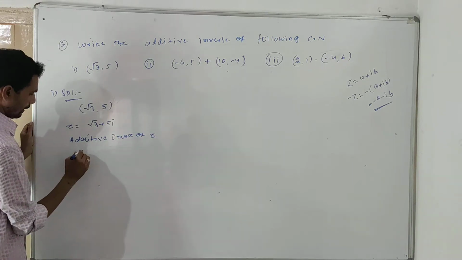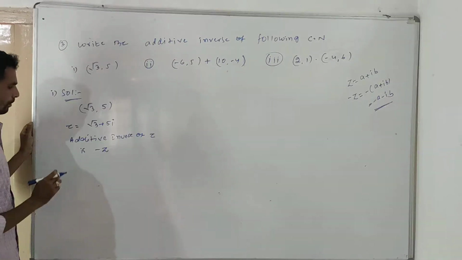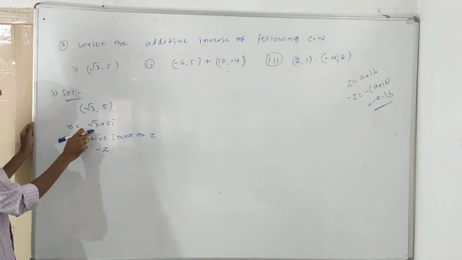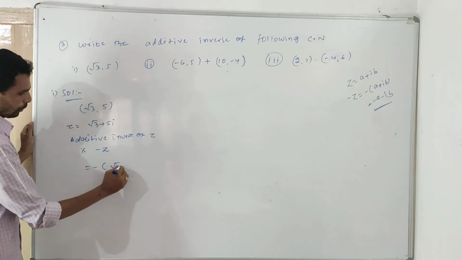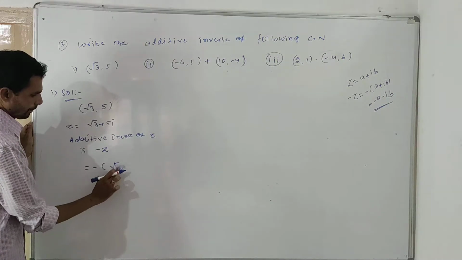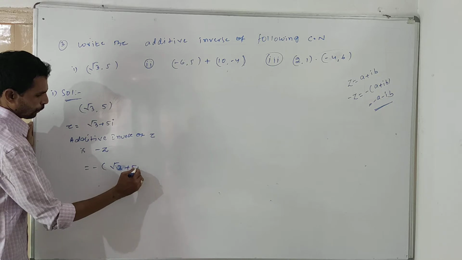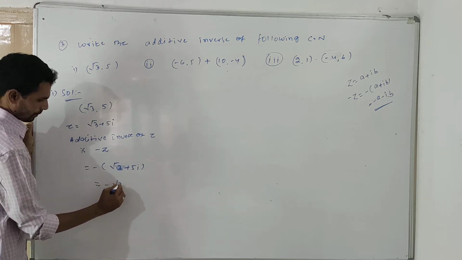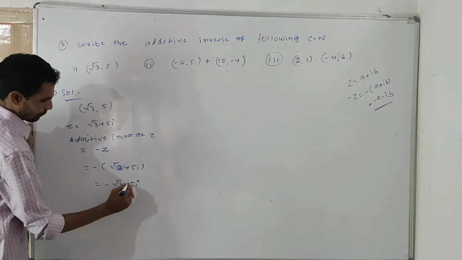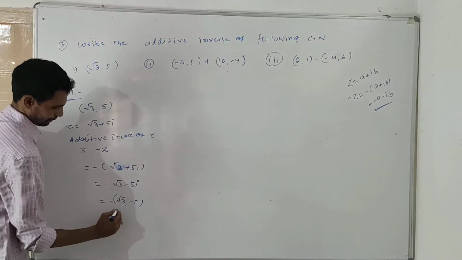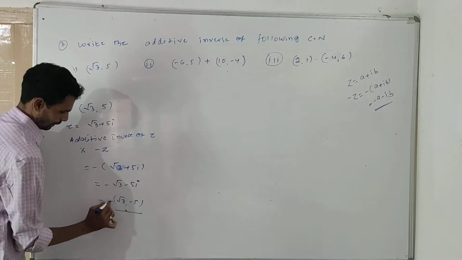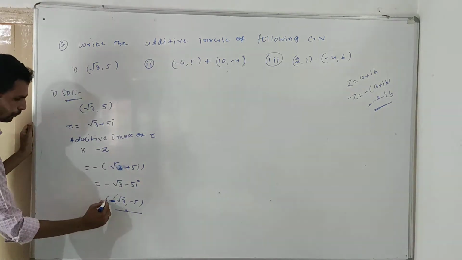z is minus z. What will we get? Z is equal to √3 plus 5i. Minus z means minus of root 3 plus 5i, that is equal to minus root 3 comma minus 5i. You can write it as minus root 3 comma minus 5. Minus root 3 comma minus 5 is the answer.